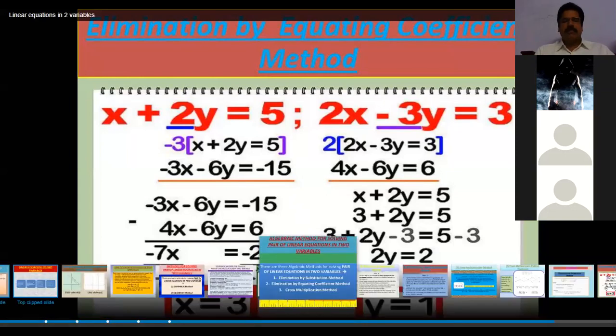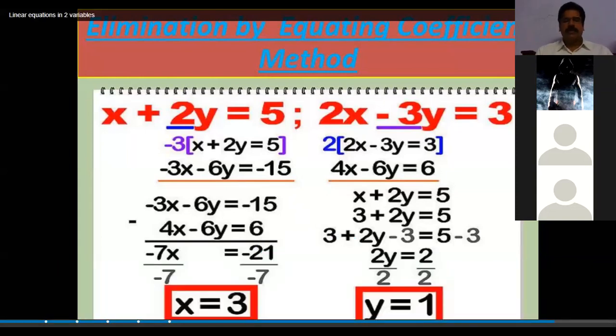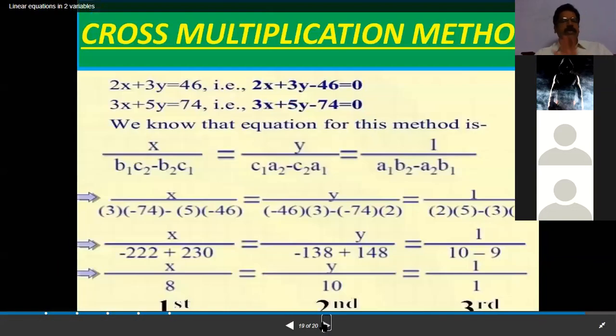Now the last example. Only the last example, the cross multiplication method. 2x plus 3y equal to 46, 3x plus 5y equal to 74. So 2x plus 3y minus 46 equal to 0, 3x plus 5y minus 74 equal to 0. We know the formula for this method: x by b1 c2 minus b2 c1, y by c1 a2 minus c2 a1, equal to 1 by a1 b2 minus a2 b1.